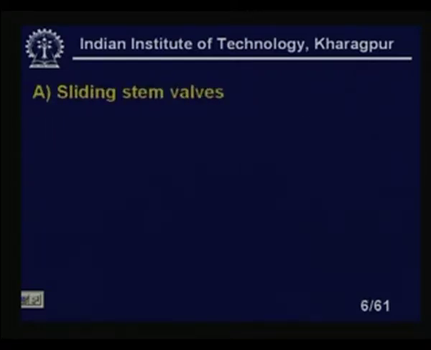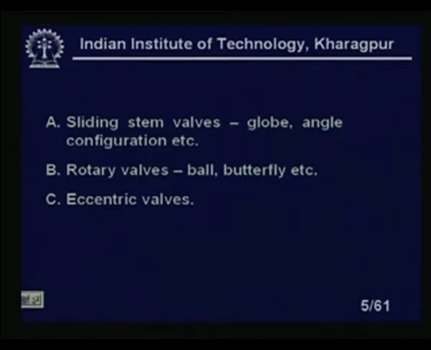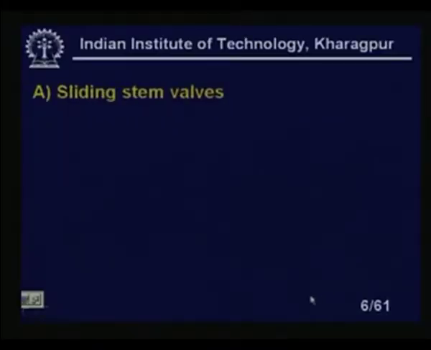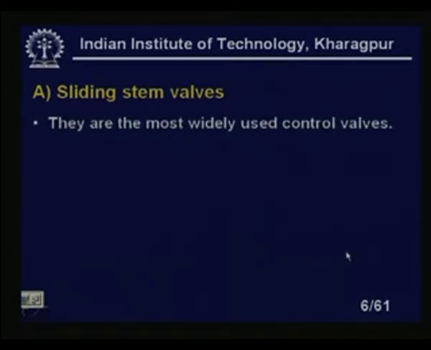These are the three different categories of control valves: sliding stem valves, rotary valves, and eccentric valves. Let us look at the details of the sliding stem valves. They are the most widely used control valves, as I told you. Most of the time, when we give examples of control valves, we are going to the sliding stem valve.